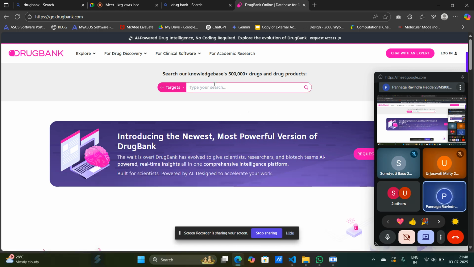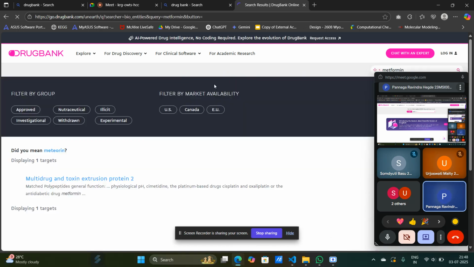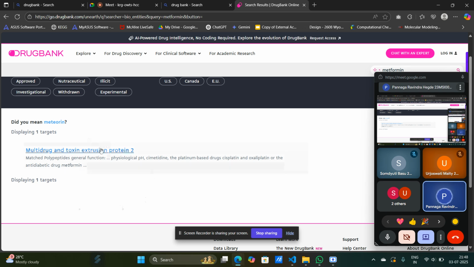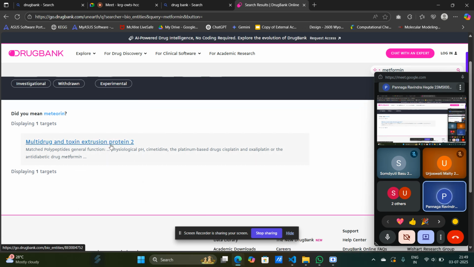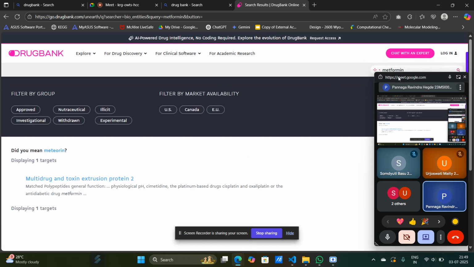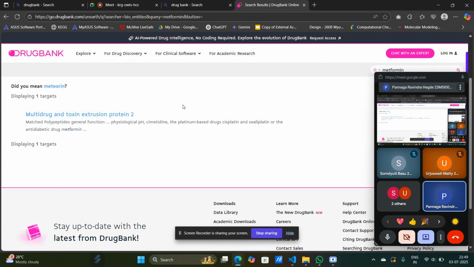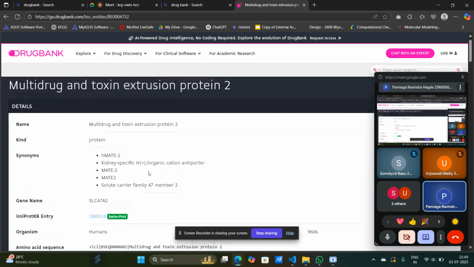So let me just type metformin, and I have got this result. It is not for metformin. We have got something, and we'll just try to look into this. And if you click on that, you have got the full name of the target, and it says multi-drug and toxin extrusion protein 2. And what kind of a molecule the target is? It's a protein. As I said, targets are biological molecules.